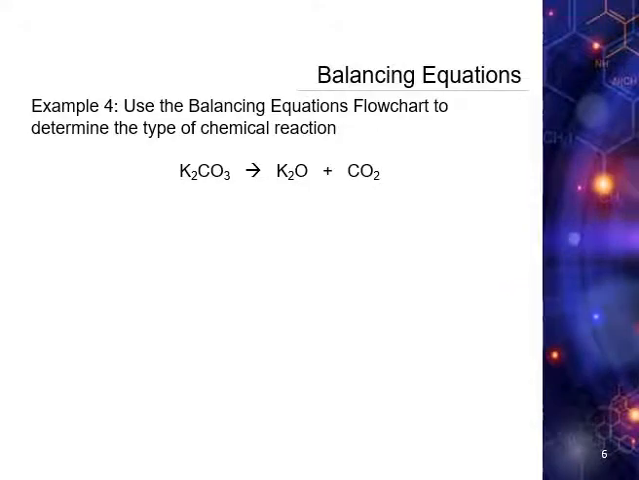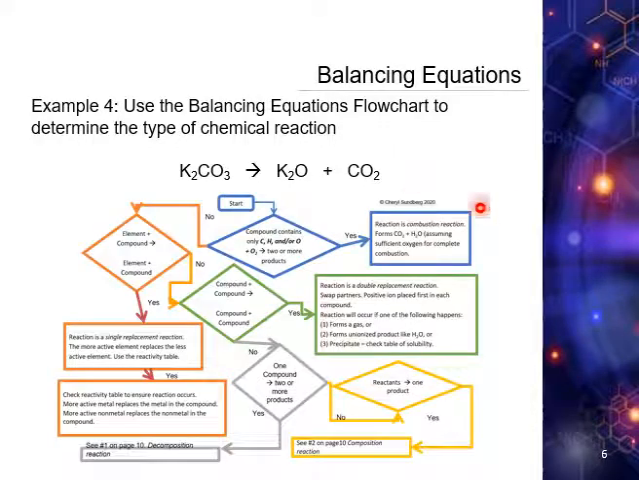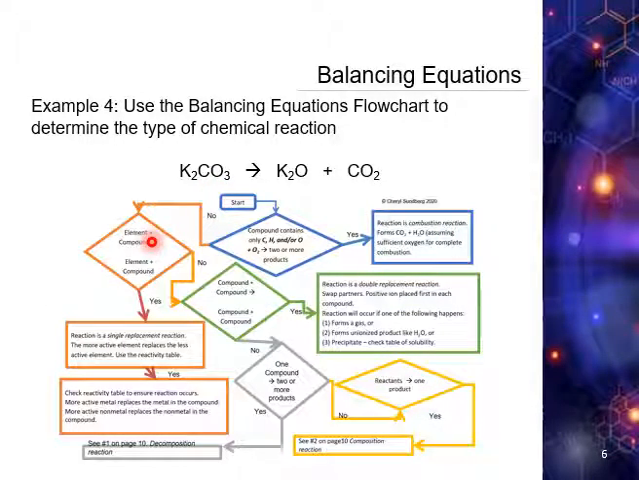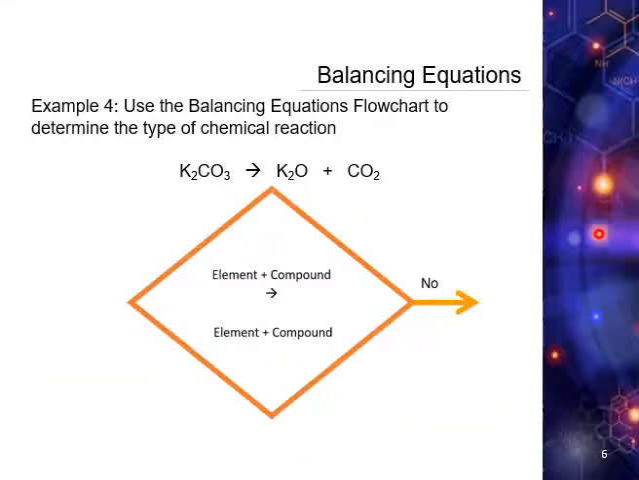Example 4. Use the balancing equations flowchart to determine the type of chemical reaction. We start here in the first decision. Do we have a carbon-hydrogen or sometimes oxygen compound plus oxygen? And it yields 2 or more products. The arrow means yields. I do not have a plus sign on the left side of the equation, the reactant side, so the answer is no. I go to the next decision symbol right here. Do I have an element plus a compound yields an element plus a compound? I do not have a plus sign on the left side of the equation, so the answer is no.